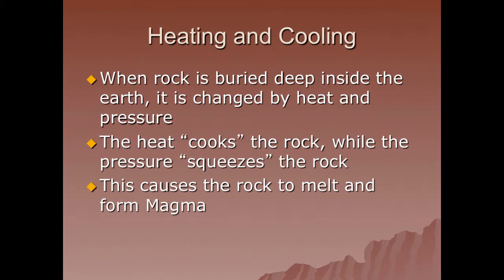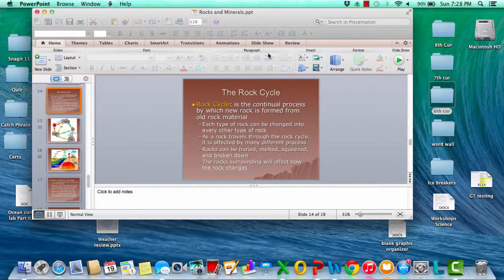So heating and cooling. When rocks are buried deep inside the earth, it is caused by heat and pressure. The heat cooks the rock while the pressure squeezes the rock. And this causes the rock to melt and form magma, which then when it cools will become igneous.